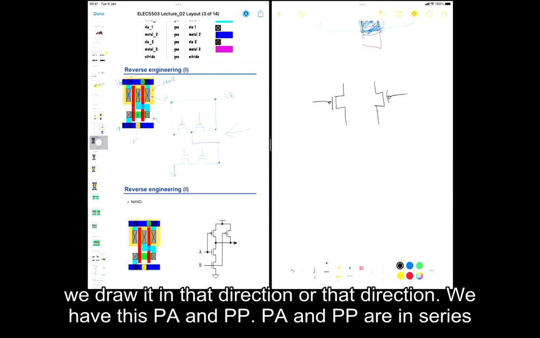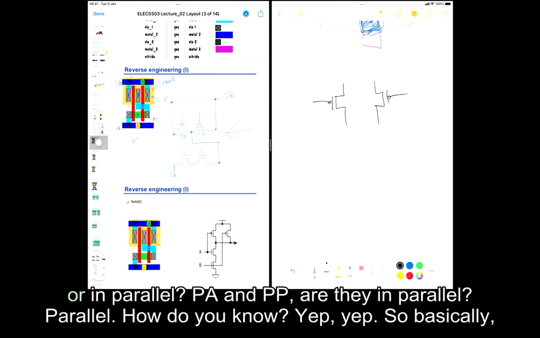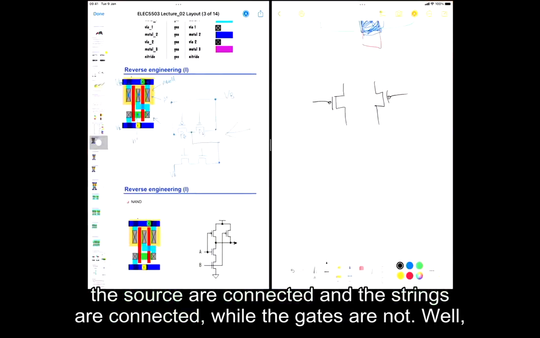We have this PA and PP. Are PA and PP in series or in parallel? Parallel. How do you know? Yep. So basically the sources are connected and the drains are connected while the gates are not.